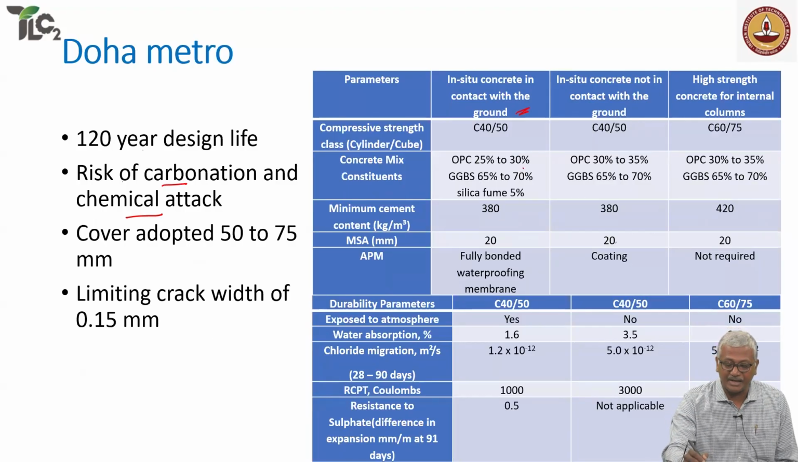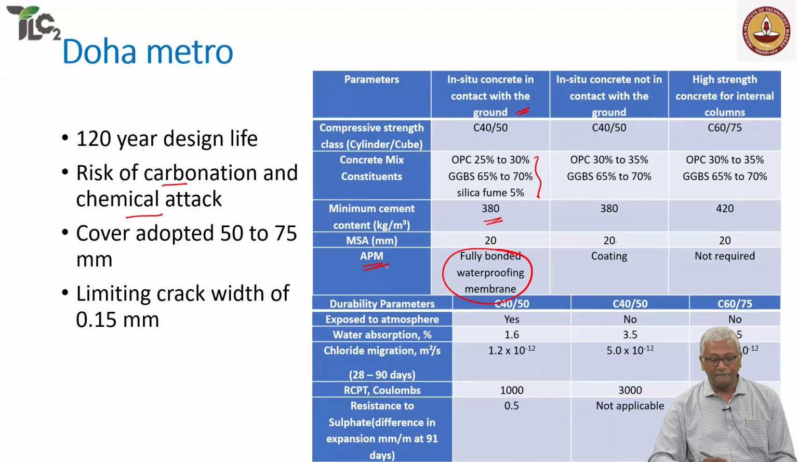And look here that they have described the concrete mix to be a mixture of cement and slag and silica fume. They go for a cementitious content minimum of 380. Additionally, they have what is called an additional protective measure, APM, of a fully bonded waterproofing membrane. So to avoid chemical attack, not only did they look at the quality of concrete, look at here, they have the quality of concrete based on sulfate attack resistance, RCPT, chloride migration, water absorption, all of these were to be met in the concrete. Apart from that, they also gave an additional protective measure. So depending upon the severity of the attack, you can choose to add an additional protective measure also.